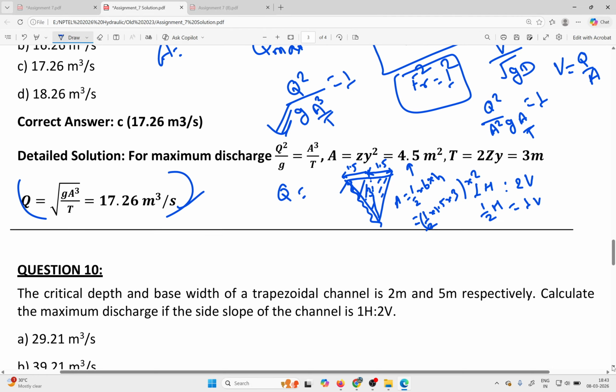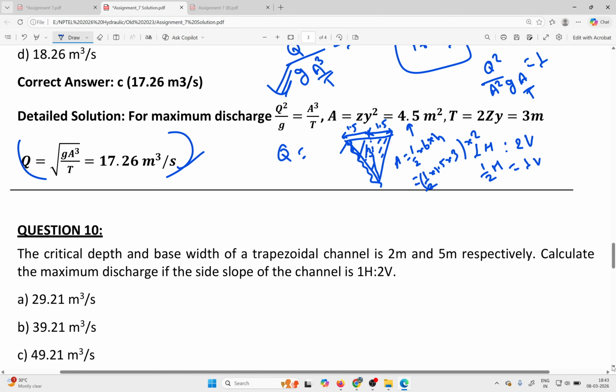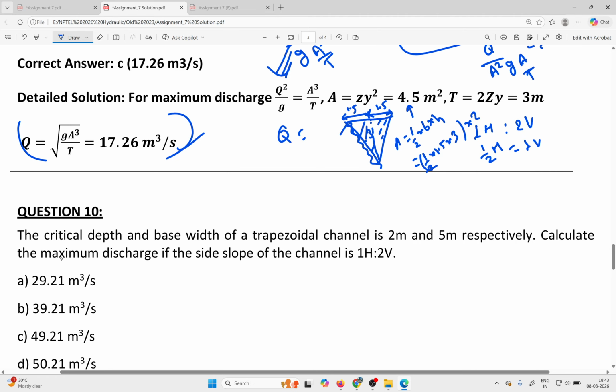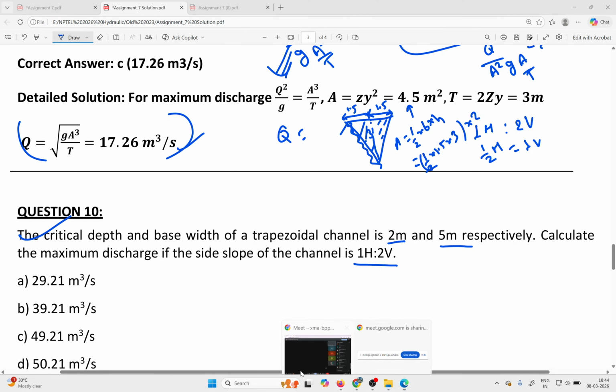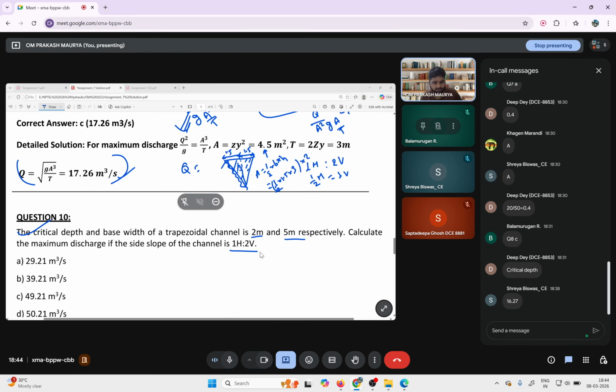question. Very easy question again. The critical depth and base width of a trapezoidal channel are 2 meter and 5 meter respectively. Calculate the maximum discharge if the side slope of the channel is 1 horizontal, 2 vertical. So again you have the four options. Please just try to calculate the answer for this question, question number 10.